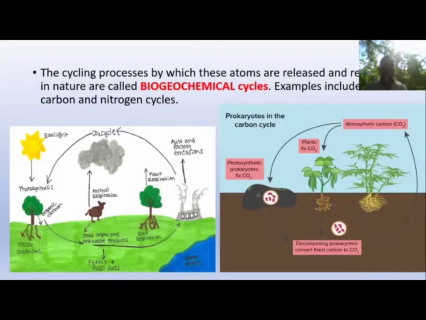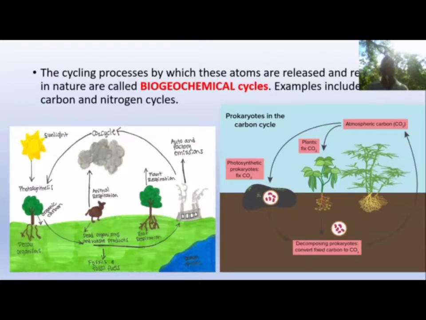So the cycling process by which these atoms are released and reused in nature is called the biogeochemical cycle: bio, living organisms, geo, meaning the earth, the soil, and the chemicals, which we're talking about, the carbohydrates, the carbon, the proteins, right?